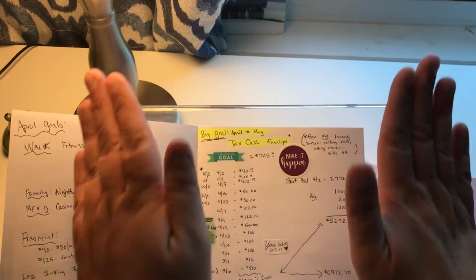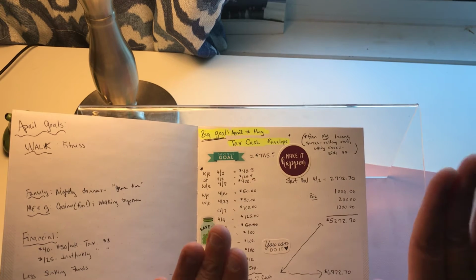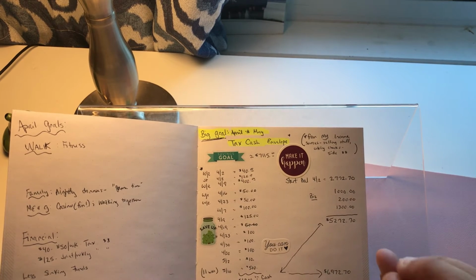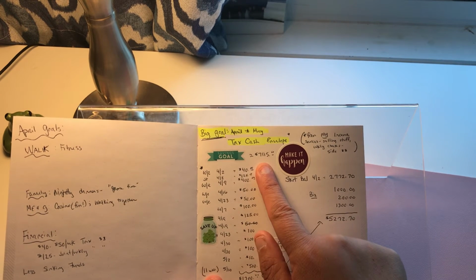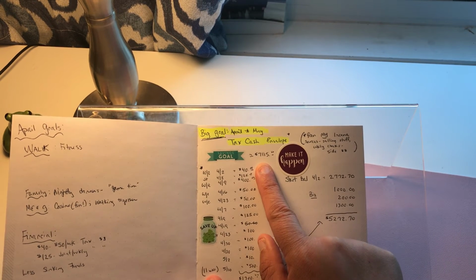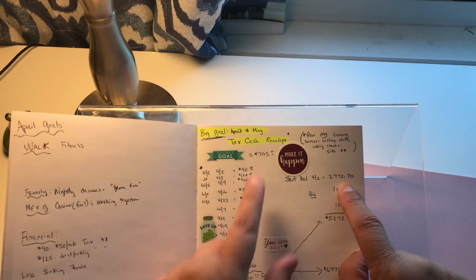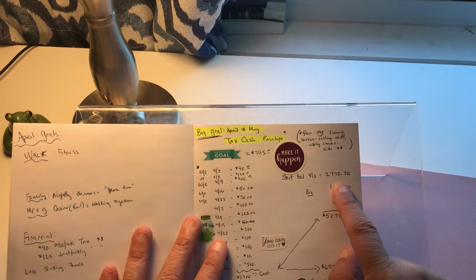Okay, without further ado, because I don't want this video to be too long, it's really for you to see how we made it happen. So our tax bill was $7,115. Our starting balance toward that was $2,772.